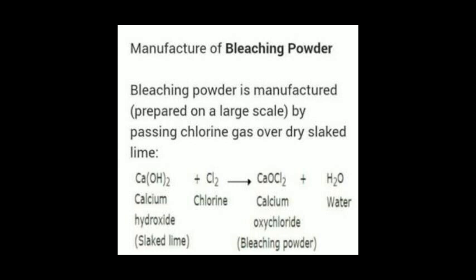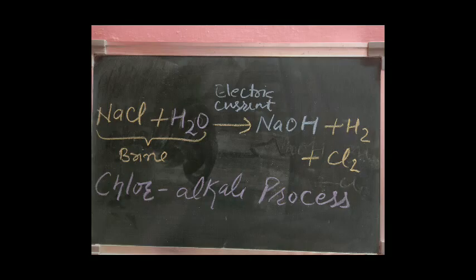Now the question arises, from where do we get this chlorine gas? Remember the chlor-alkali process which we discussed in the previous video. Here the liquid form or the aqueous solution of sodium chloride, which is also known as brine, is electrically processed and it produces the alkali NaOH and gases like hydrogen and chlorine. So the chlorine which is produced in the chlor-alkali process is used in the manufacturing of bleaching powder.